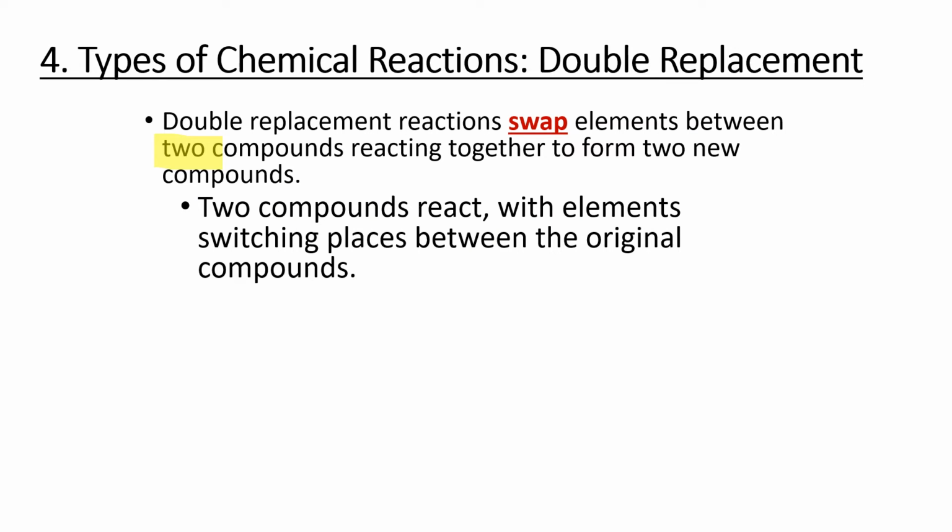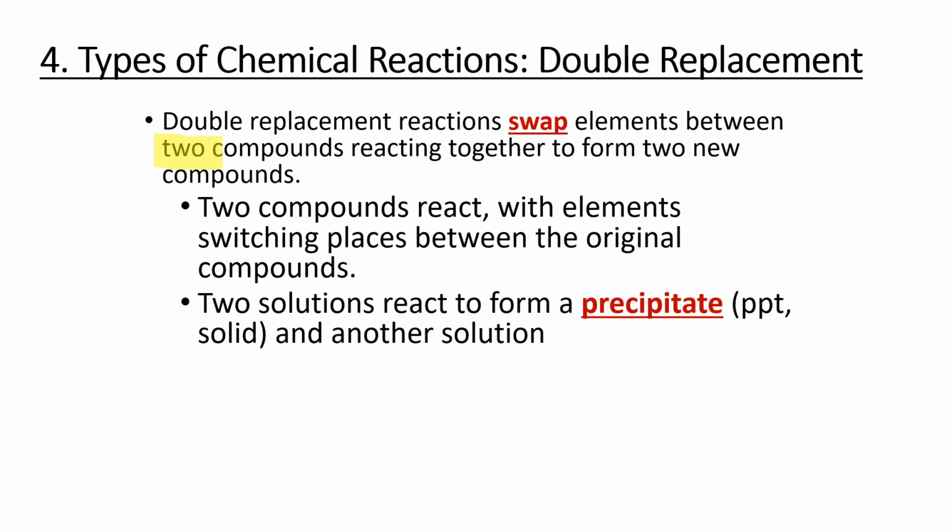Elements are basically switching places between the original compounds when the two compounds react. You will know that this has taken place because the two solutions react to form a precipitate, sometimes abbreviated as PPT, not the PowerPoint. Precipitate is a fancy way of saying it's a solid that's formed, and another solution. So this is something we've seen.